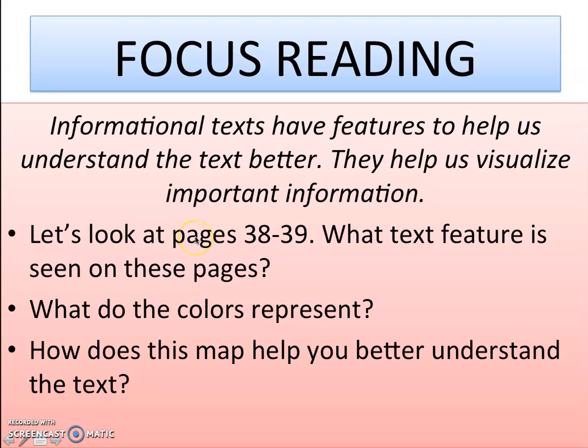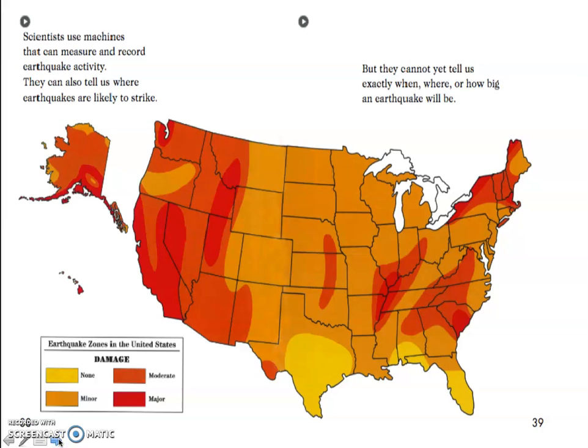Now for the focus. An informational text has features that help you understand the actual text better. They help us to visualize important information. Let's take a look at pages 38 to 39. What text feature is seen on these pages? If you said a map, you are correct. What do the colors represent?